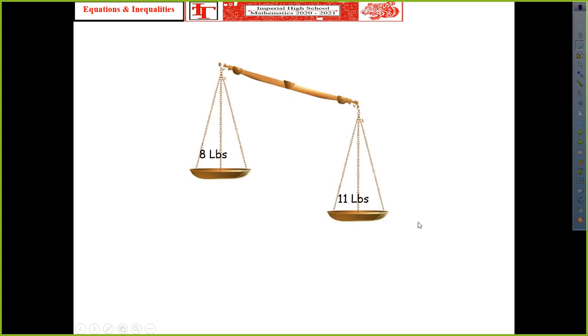Look up. So what do I have on the left side of the scale? I have 8 pounds. So if I was to write this out, I would write 8.